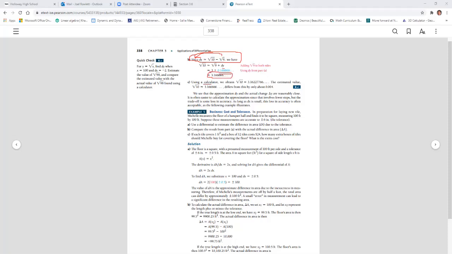If we use a calculator and type in the square root of 10, we get 3.16227766, which is very close. So by using this estimation, we actually get a difference of only 4 thousandths there.